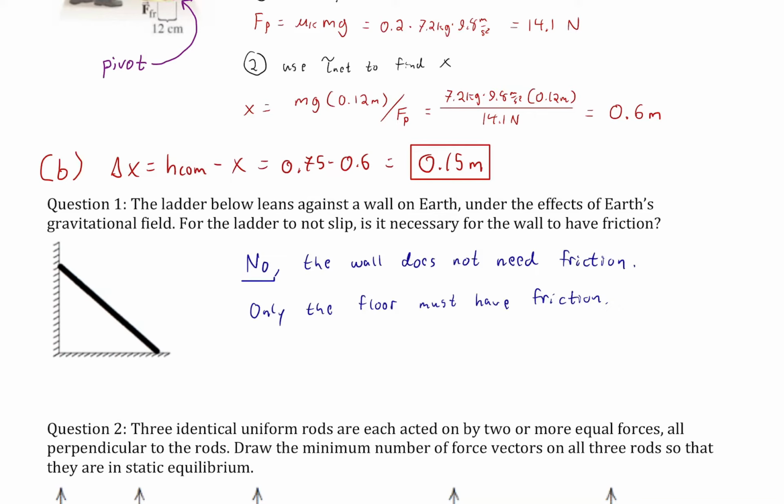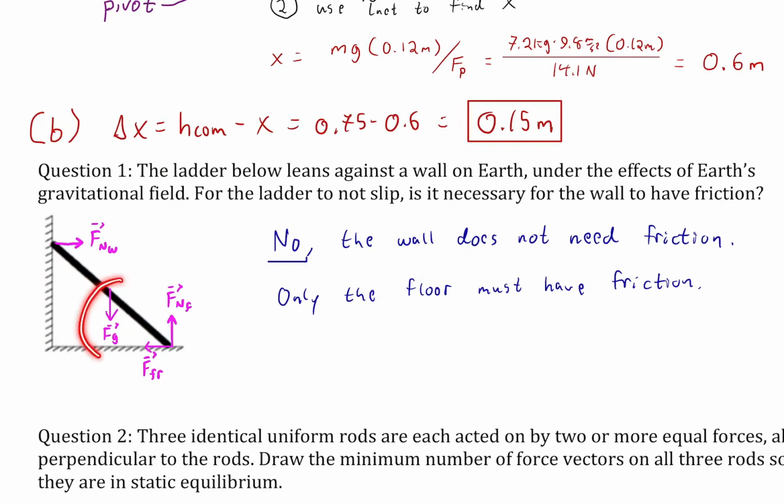Well, yeah, because what could happen is the wall does not need friction, only the floor must have friction. Because look at the forces. So we've got gravity. That's the whole deal of being on Earth. Gravity is going to act at the center of mass, always at the center of mass, by definition.